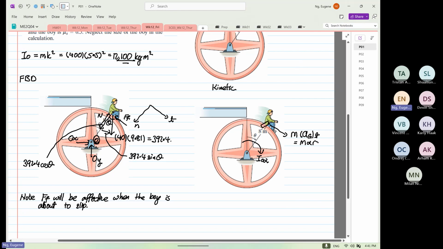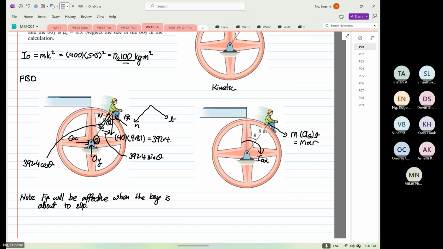And then over here, we have our M A. I don't know why I call G. I don't need to call G, okay? So it's not the A N. Okay, so over here, the formula we're going to use is M omega squared R.